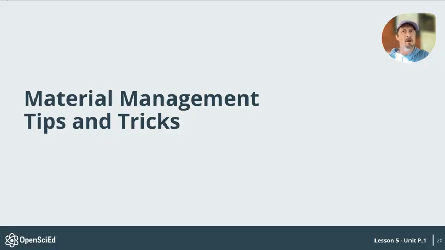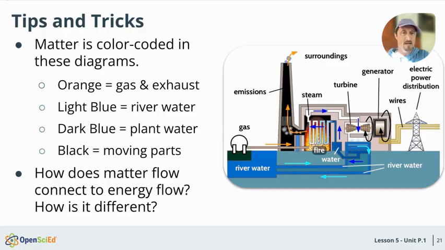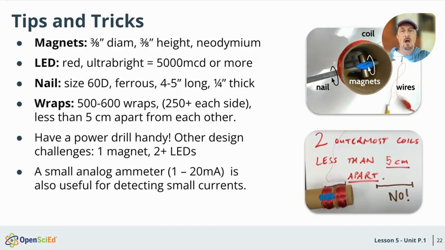Some tips and tricks about how this energy and matter flow modeling works. First, in this natural gas diagram and the wind diagram, matter is color coded. So we can see by looking at colored arrows how matter flows through the system. And we can recognize that matter flow is different from energy transfer, but they are connected. So pay attention to the colors in these diagrams.